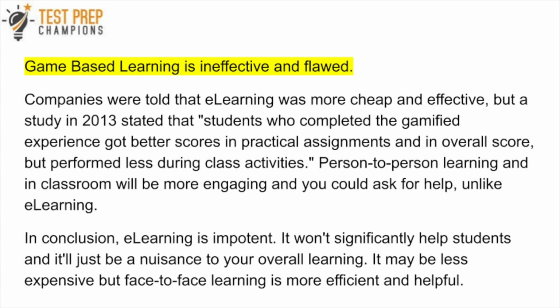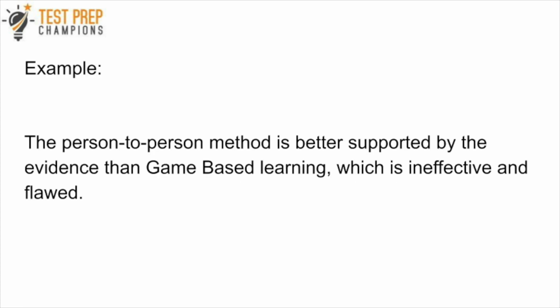And so we could change it to something like this. We could say the person-to-person method is better supported by the evidence than game-based learning, which is ineffective and flawed. And so I'm still using the part of your writing where you said that it's ineffective and flawed, but I just also wanted to make sure that we make it clear which position you think is best supported, as well as which position you think is least supported. But it's really important that we nail which position is best supported. So I just modified that a little bit. That's just an example of one way that you can do it here.